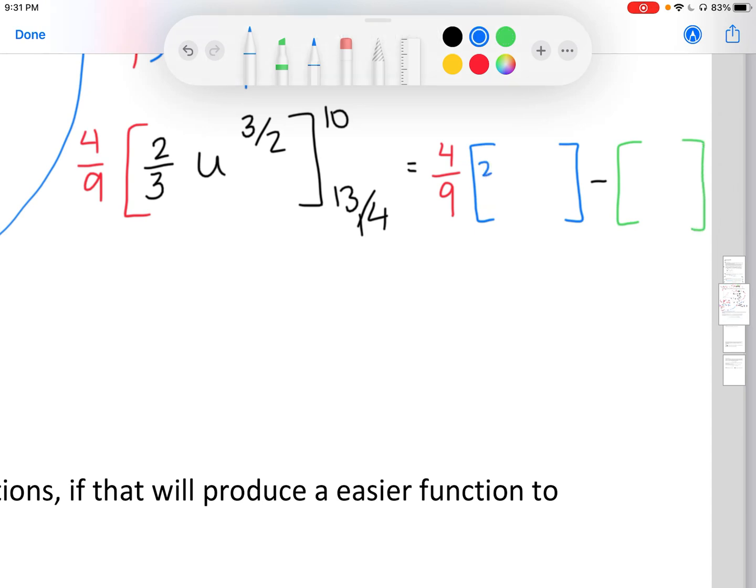We're left with 2 over 3 times 10 to the 3 over 2 power. And when I plug in 13 over 4, we're left with 2 over 3 times 13 over 4 to the 3 over 2 power. We see we have this in common. Let's go ahead and factor that out.